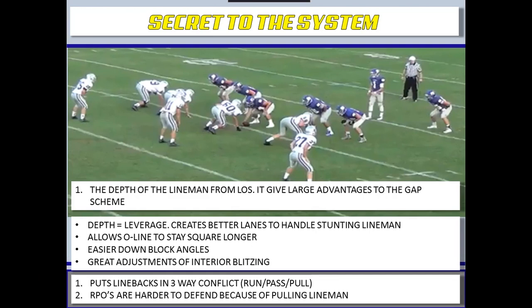And so now you've basically taken the box and eliminated them from being able to help in the curl flat. They now have to dedicate secondary players to the perimeter and box players to the box. It makes it very difficult to feed an RPO attached to a gap scheme.